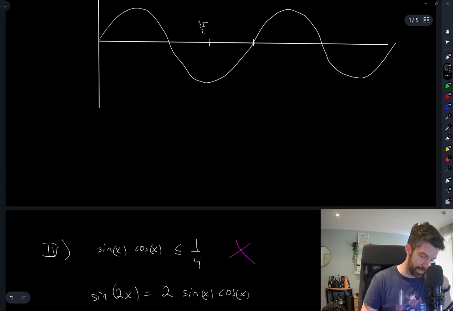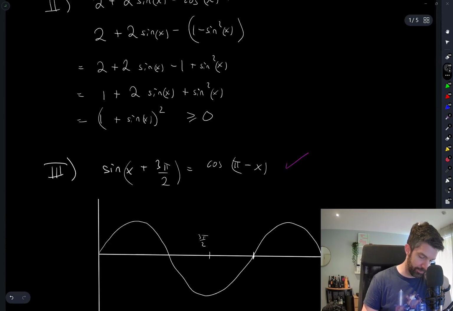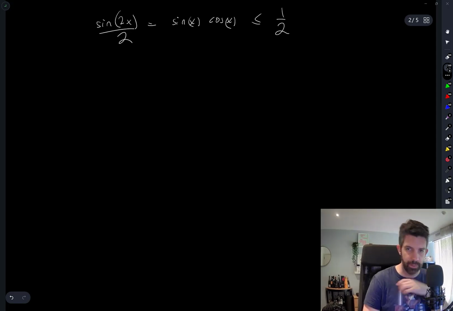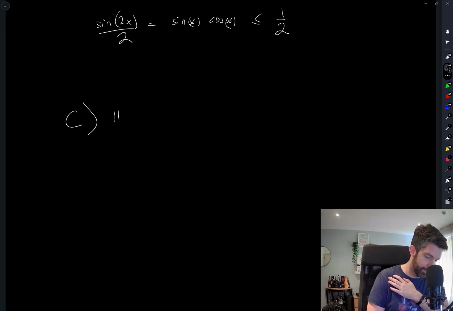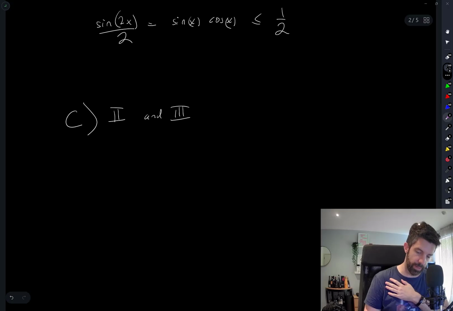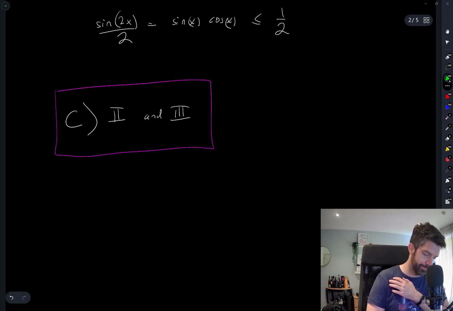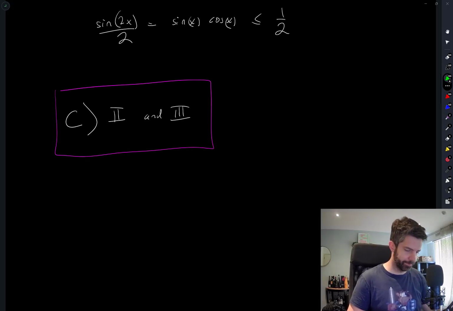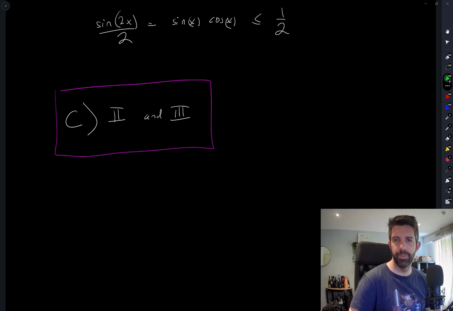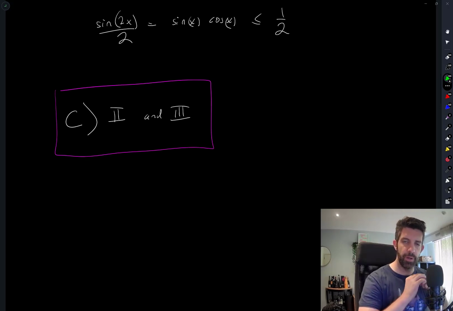So the correct answer to this question should be statements 2 and 3. Is that one of the options we're given? Yeah, that's option C. Statements 2 and 3 are true for all values of x. Not much more to say about that. Again, option 1, I probably should have been able to rule that out instantly because you have, in some sense, an inconsistent shift between sine and cos. Because they're both shifted by a multiple of pi over 2, they could never coincide.